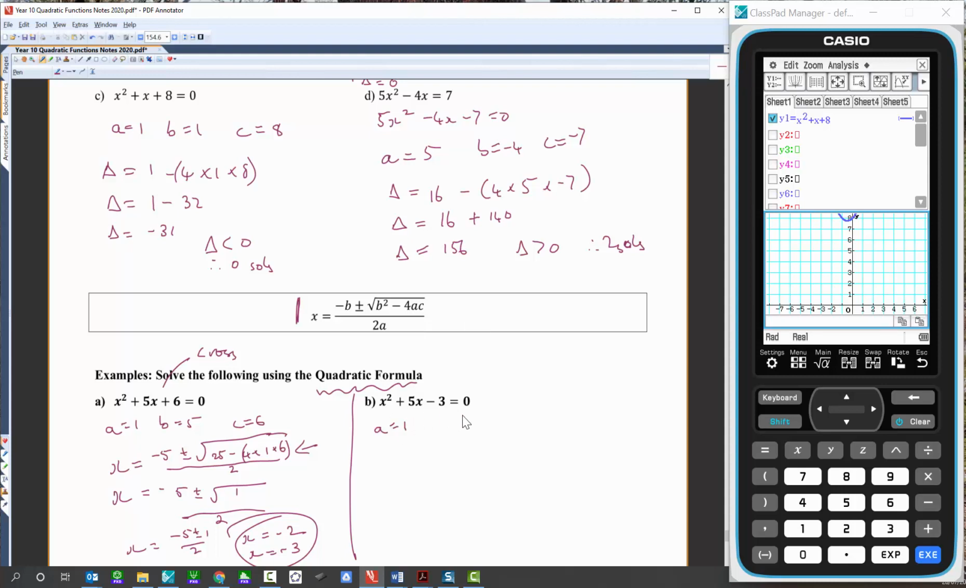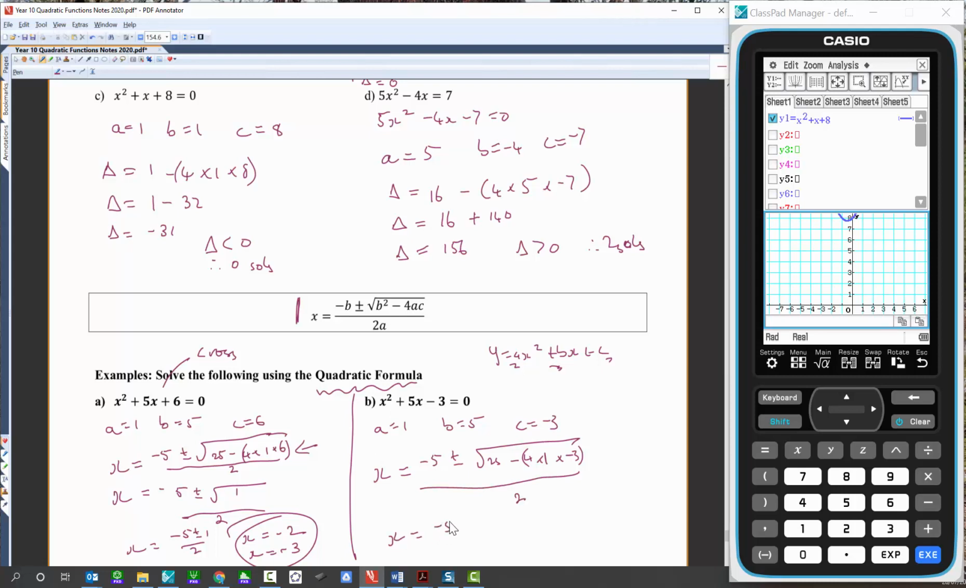A equals 1, B equals 5, C equals -3. A reminder, I'm getting those values from y equals ax squared plus bx plus c, that form, a, b and c. All right, x equals -b, that's -5, plus or minus the square root of b squared, 25, take 4 times 1 times -3, all over 2 times the a value, which is that.